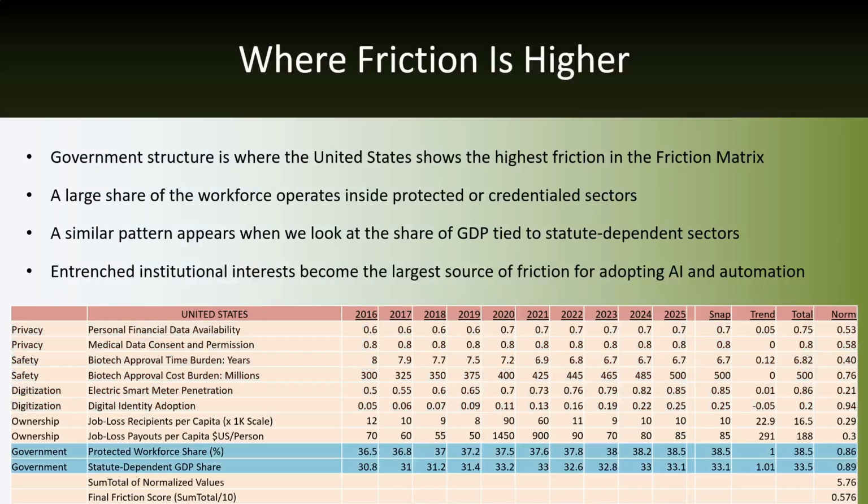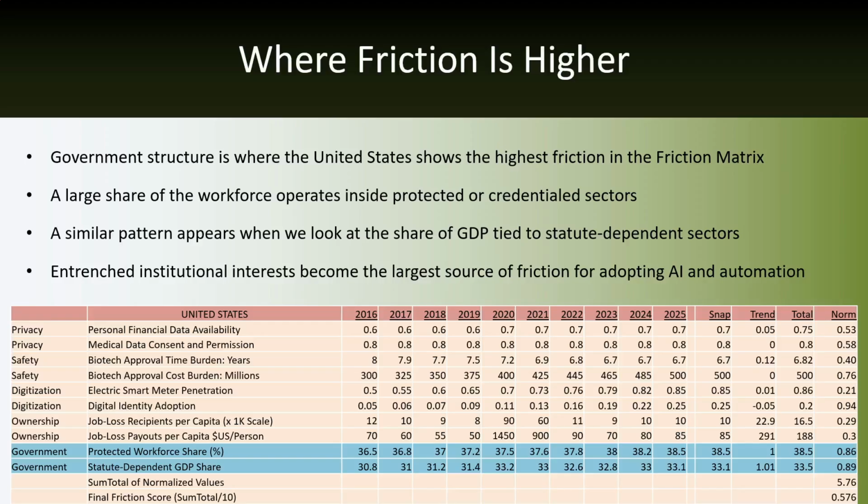Where friction is higher. Government structure is where the United States shows the highest friction in the friction matrix. This category measures how much of a country's workforce and economic activity is tied to institutional systems that depend on statutory authority, licensing structures, or government-directed funding. In the United States, a large share of the workforce operates inside protected or credentialed sectors such as healthcare, education, finance, and government services. These sectors are deeply integrated into legal and regulatory frameworks.